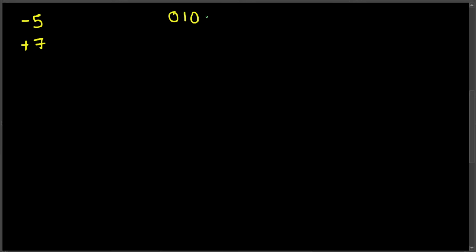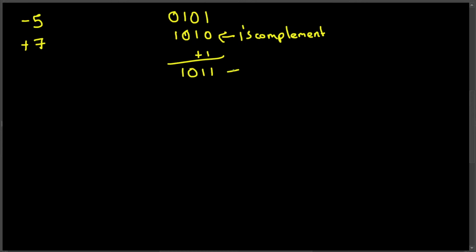0 1 0 1, and then change it into 1's complement. For 1's complement, we have to flip zeros into 1s and 1s into 0s. So this is going to be 1 0 1 0 right here. This is 1's complement, and we add 1 to this, and that's going to give us 1 0 1 1. And this is 2's complement, and that one is equal to -5.